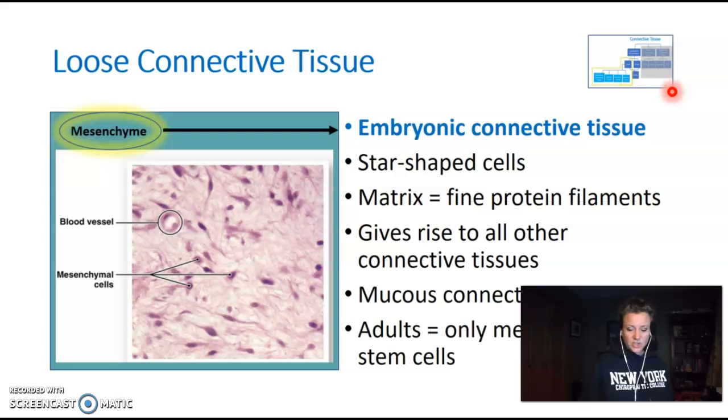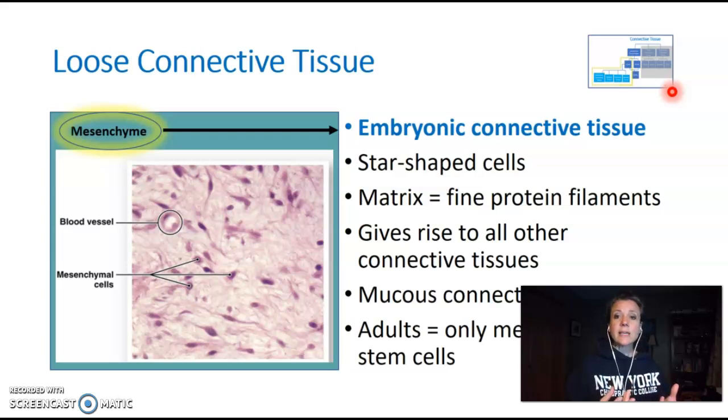And this connective tissue is called mesenchyme. Mesenchyme forms when an embryo is just starting to develop inside of the uterus. It contains star-shaped cells called mesenchymal cells, and these are going to turn into mesenchymal stem cells. The matrix is made up of very fine protein filaments.